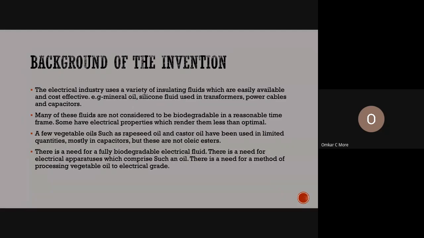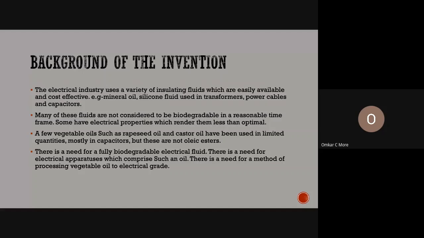So, the background of the invention. Generally, we use mineral oil, silicone fluid, etc. in transformers and other places where we require a liquid insulating material. Other basic fields are power cables and capacitors. Many of these fluids are not biodegradable, but they are easily available and cost effective. If we choose vegetable oils like castor oil or high oleic acid oils, they are not as cost effective, but they are biodegradable and environmentally friendly.